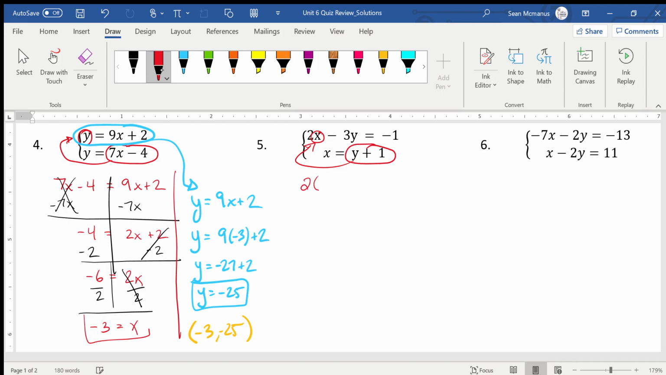So 2x, now the x is y plus 1, because that's what the other equation tells me is true. So 2x minus 3y equals -1. And by substituting that in, we no longer have an x in our equation, so we can solve for a y, and then we can plug it back in. So we distribute.